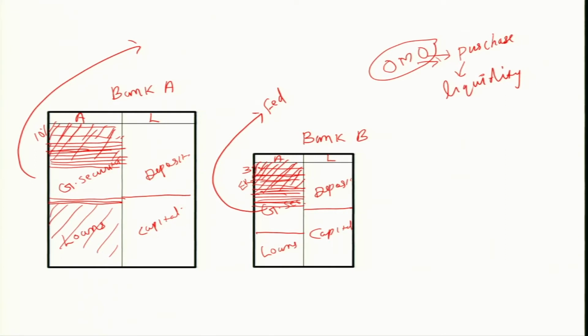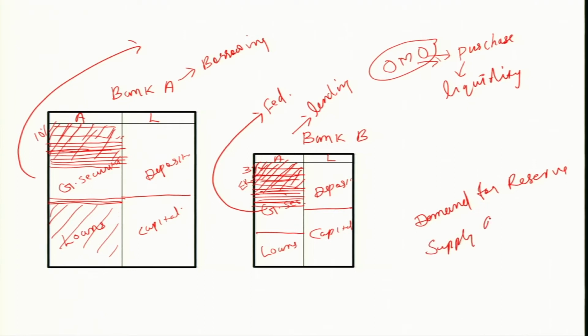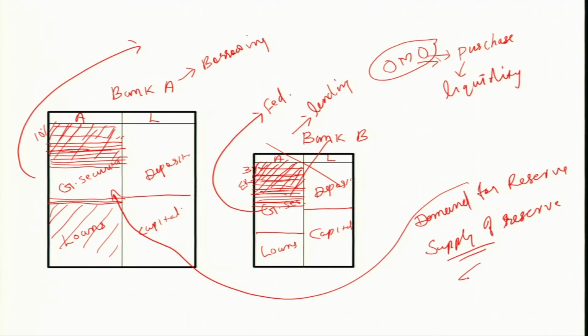So this is just an illustration: suppose this is the reserve borrowing bank, a demanding bank, and this bank is the lender in the Fed funds market. But when it comes to the supply of reserve, two things we are going to discuss. One, demand for reserve. Second, supply of reserve. When we talk about the demand for reserve, we are talking about the bank that needs reserve to meet its reserve requirement. But when it comes to supply of reserve, we are not going to talk about this bank, because the supply of reserve is coming from the Federal Reserve System. The supply of funds is done by the Federal Reserve System. In that way we will be developing our supply and demand framework here.